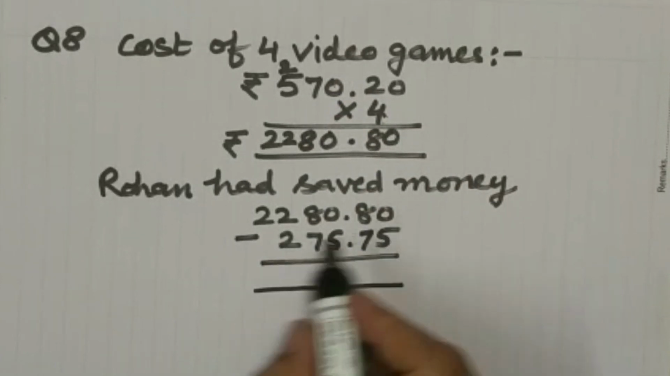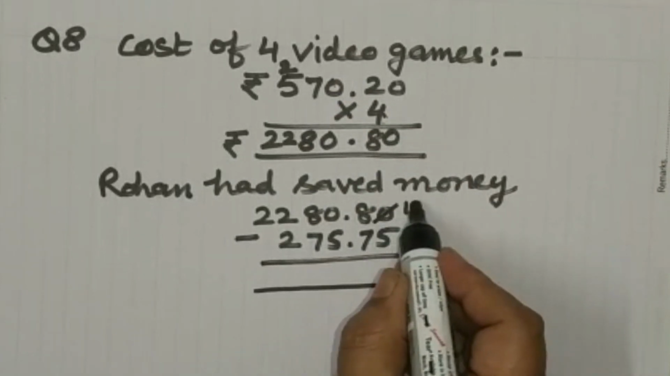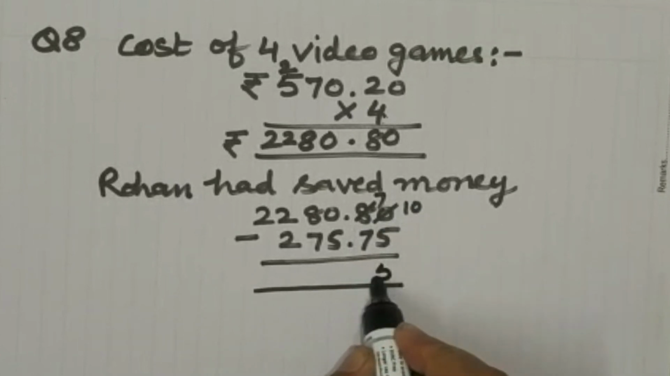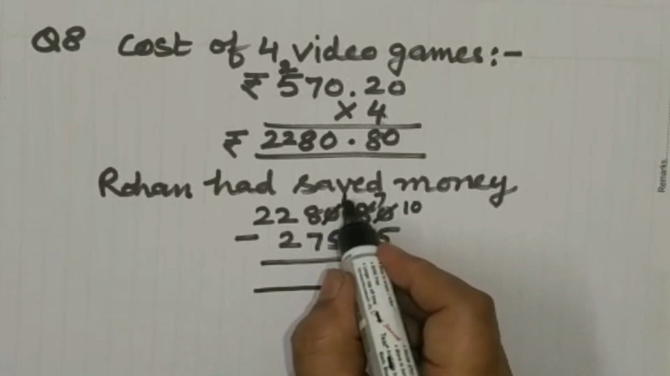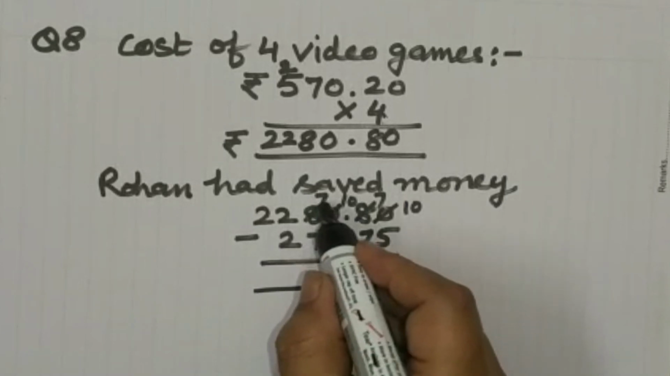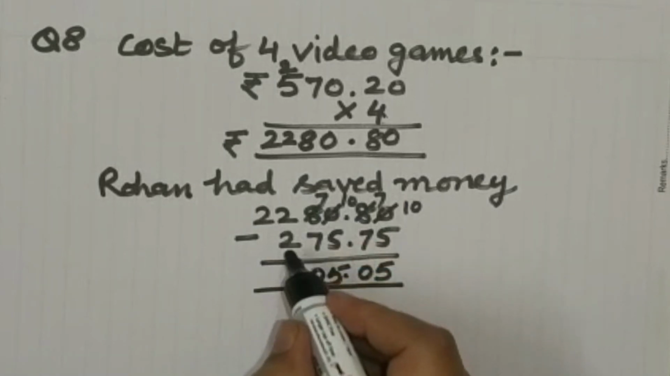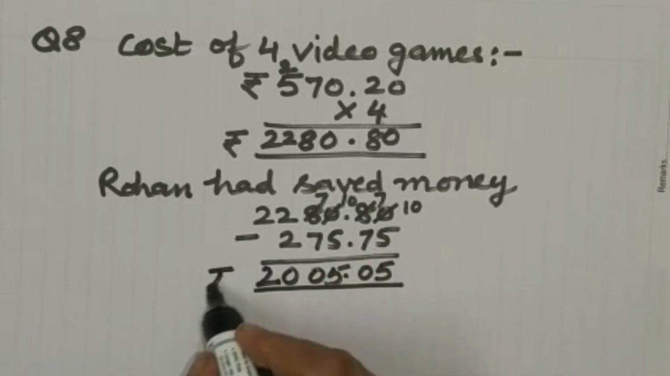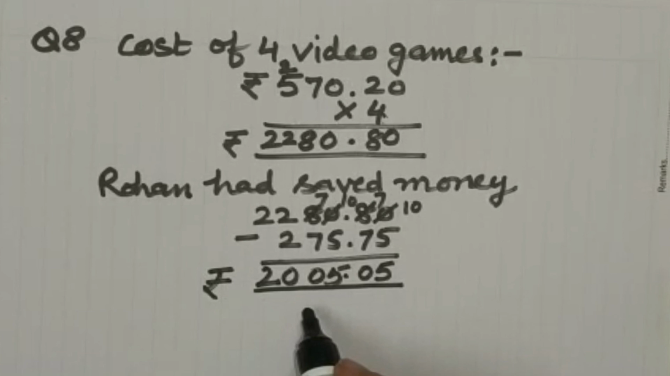Before money is, it is 10, it is 7. Before money is 10 minus 5 is 5, 7 minus 7 is 0, it is also 10, it is also 7, 10 minus 5 is 5, 7 minus 7 is 0, 2 minus 2 is 0, we write 2 here. So the answer is Rohan had saved money 2005 rupees 5 paisa.